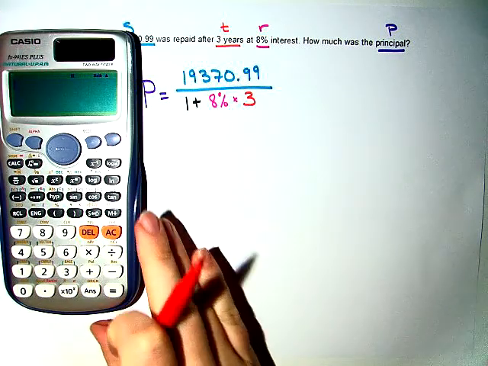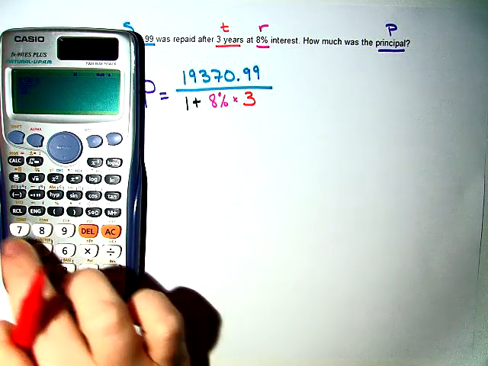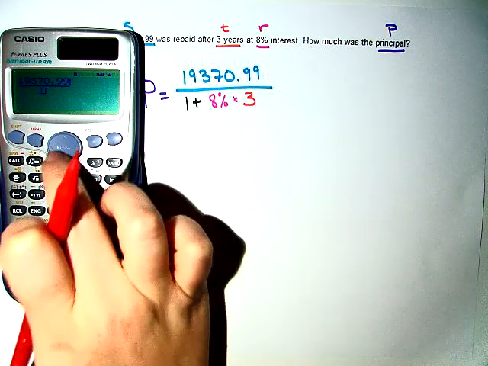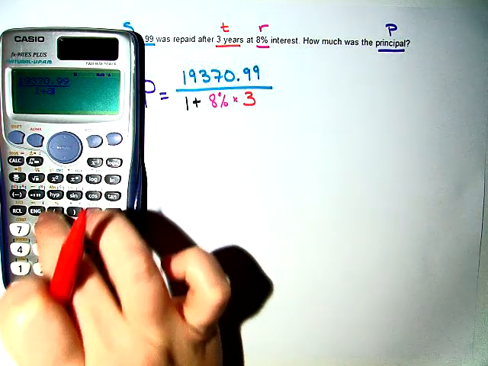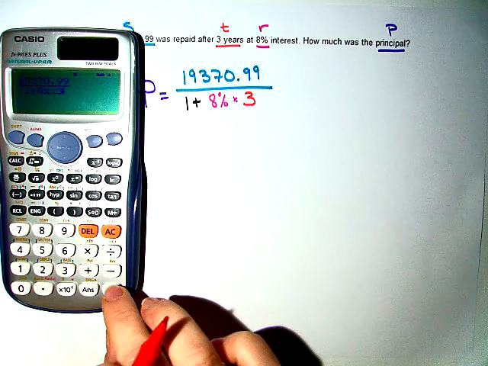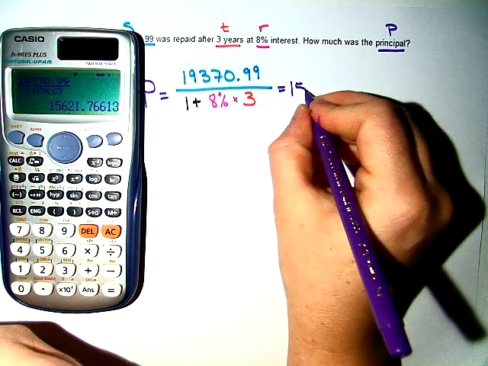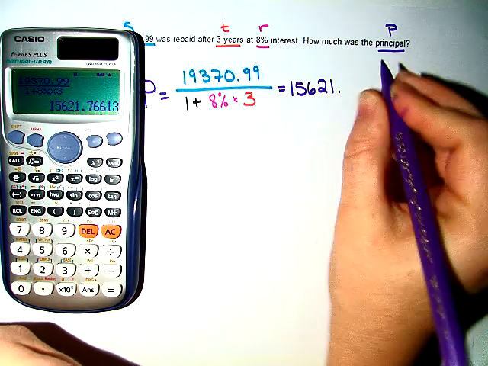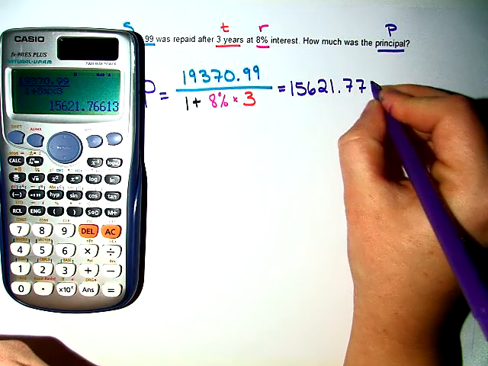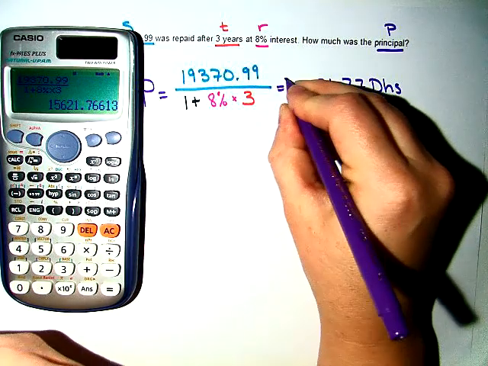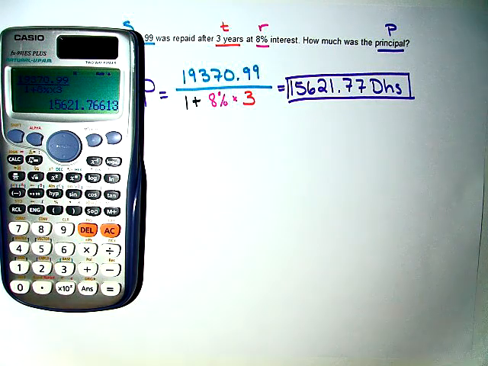So let's put this in exactly as we see it into our calculator. 19370.99 over 1 plus 8% times 3. And that gives me a principal of 15621.77 dirhams. Remember, when you're working with money, you always want to round to 2 decimal places.